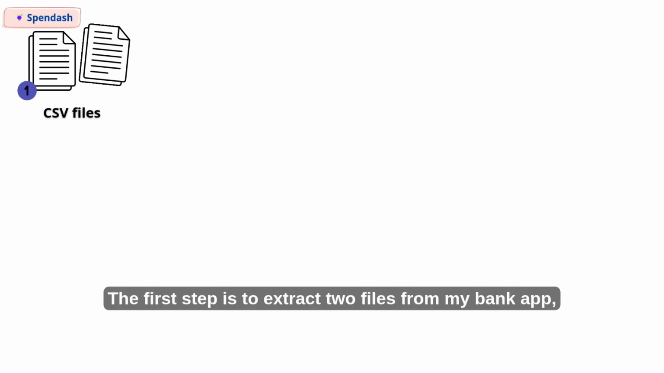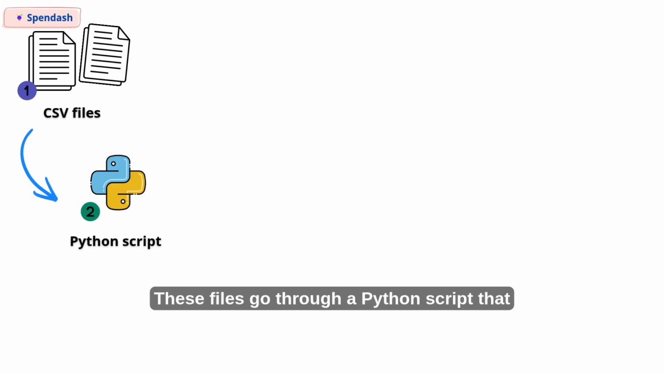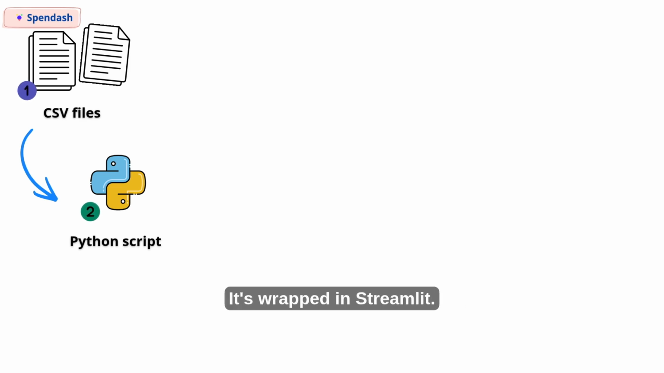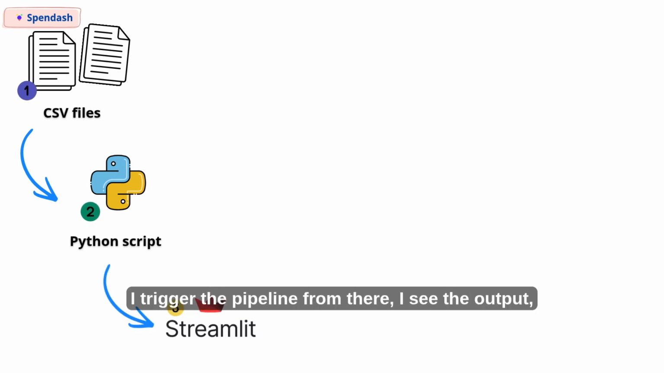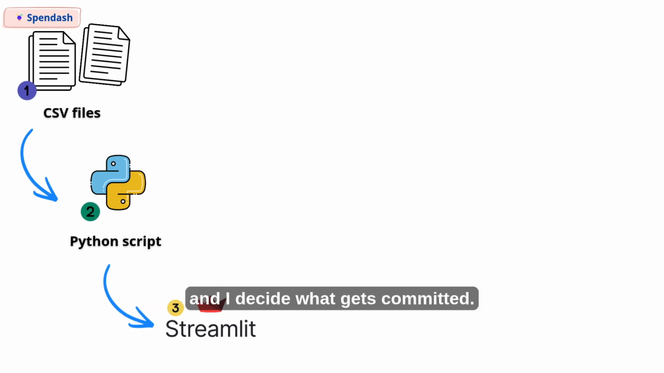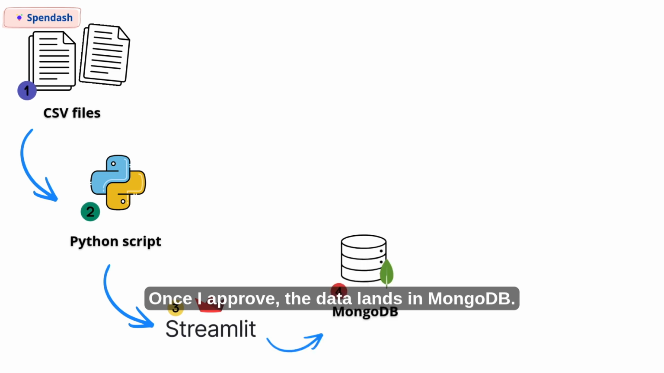The first step is to extract two files from my bank app, checking accounts and savings, as CSV files. These files go through a Python script, the engine, a pipeline of 7 stages, which I'll break down right after this section. But I don't let it run on its own. It's wrapped in Streamlit. Streamlit is my control panel. I trigger the pipeline from there, I see the output, and I decide what gets committed. Yeah, this part is human in the loop. Once I approve, the data lands in MongoDB.